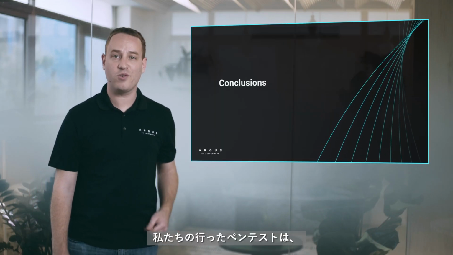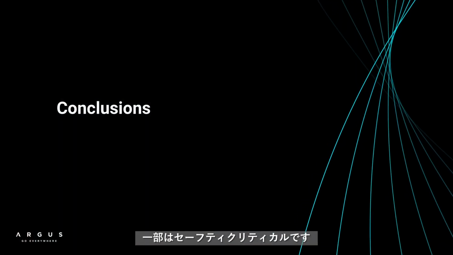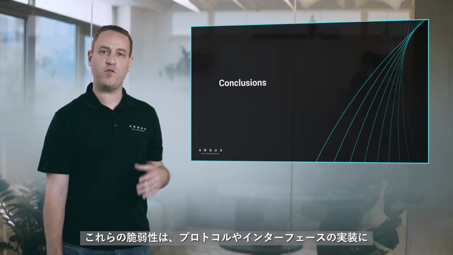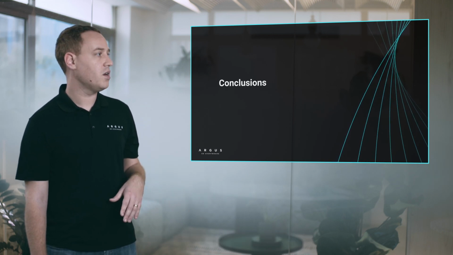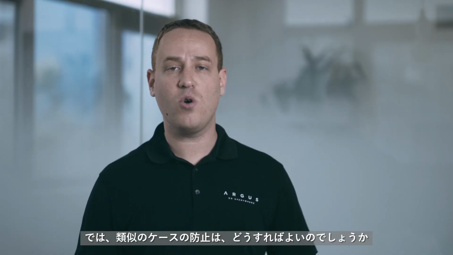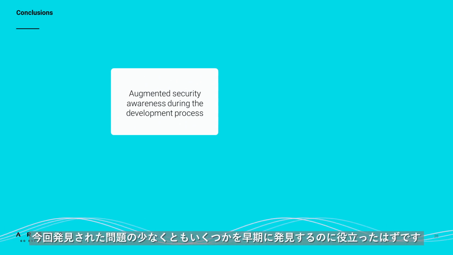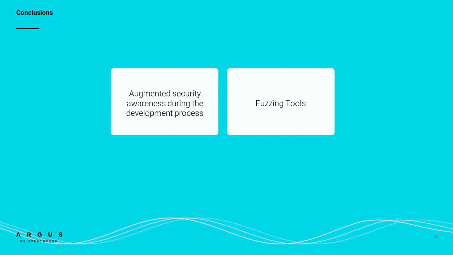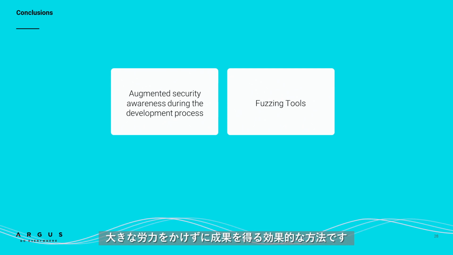Our penetration test demonstrates that high-severity zero-day vulnerabilities are still common in multiple types of ECUs. Some are safety-critical. These vulnerabilities are the result of faulty implementations of interfaces and protocols, exploitable via CAN, Ethernet, or cellular connection. So, how can you avoid similar vulnerabilities in the future? Here are a few takeaways. Augmented security awareness during the development process could have helped detect at least some of the issues we encountered. Deploying fuzzing tools in the early validation stages is an effective way to harvest the low-hanging security fruit.